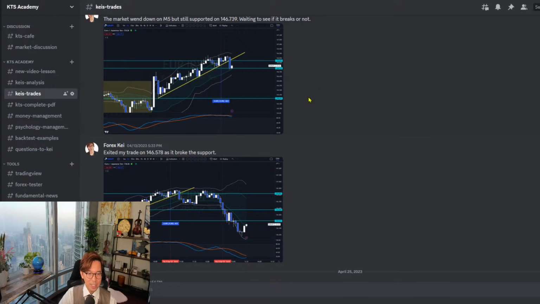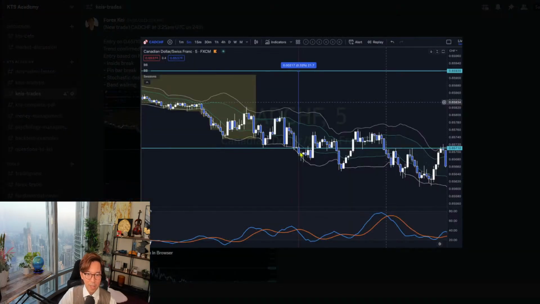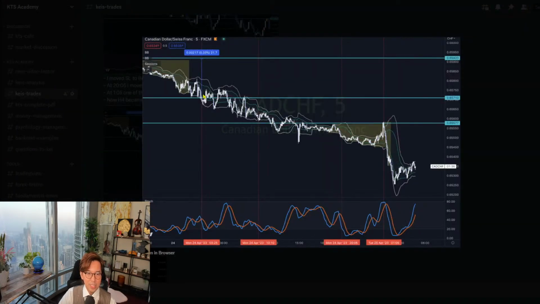So let me quickly show some other trades. So here is the CAD franc. It was a downtrend. I took the 5-minute time frame exactly here, took the sell, and then the market consolidated afterwards, slightly broke the supports, and then eventually it went down all the way.